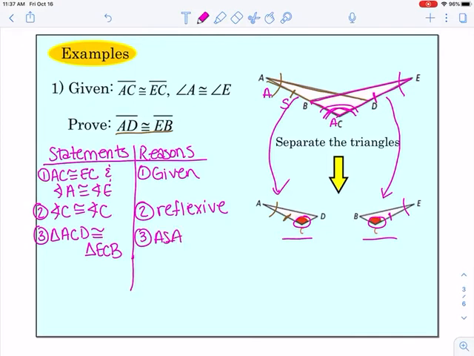But again, that wasn't what I was trying to prove. I wanted to prove that AD is congruent to EB, and I can do that now because those two sides correspond, which means that CPCTC, corresponding parts of congruent triangles are congruent.